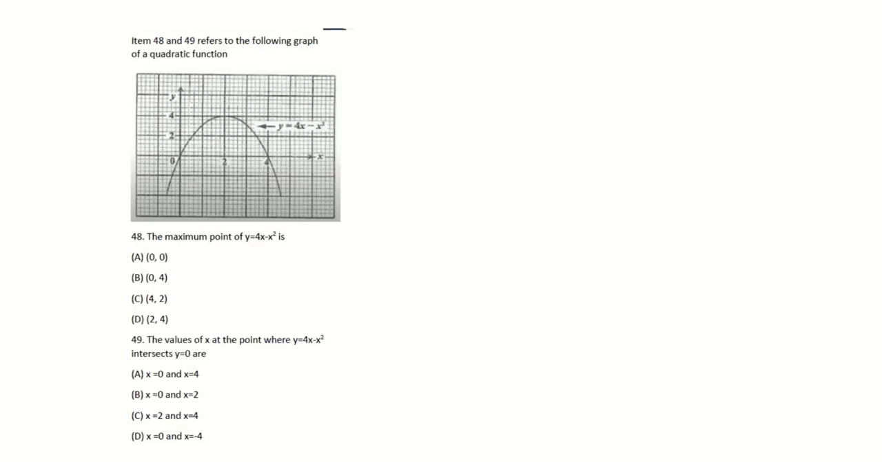48 and 49. This is a repeated question on the maximum point. That's the turning point right here. That is 2 and 4. D. The values of x are right. So they want to know these. That's 0, 0. And this point here is 4, 0. So your x values are 0 and 4. That would be A.